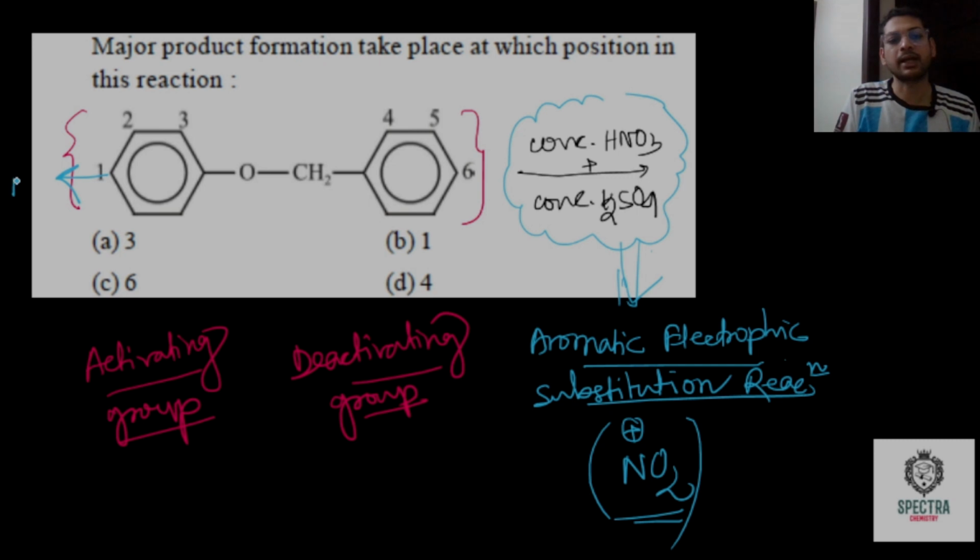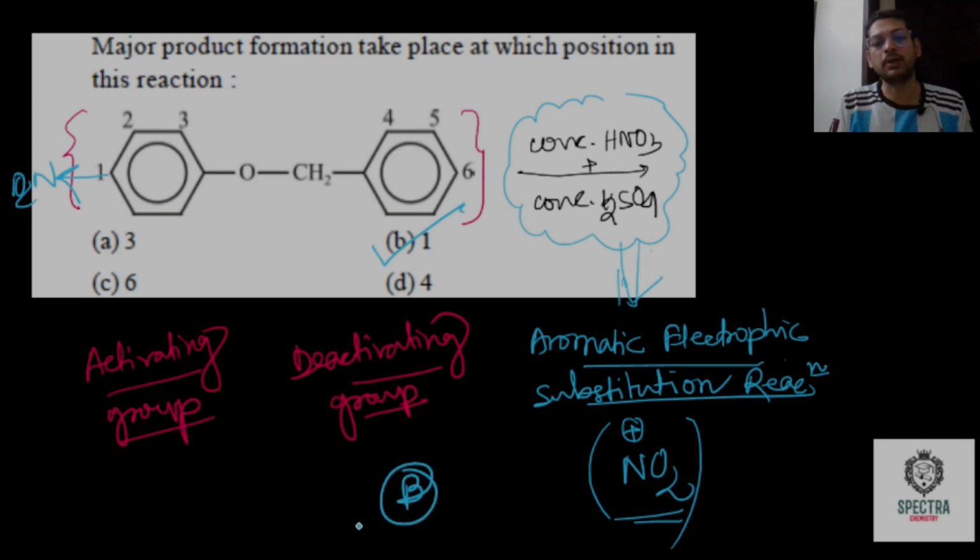From here, you have to add the NO2 group. So your answer will be option number B. Option B will be your correct answer. You see, this ring is eliminated. In this ring, the reaction will take place, and it will take place predominantly at the para position. And para will be your major product.